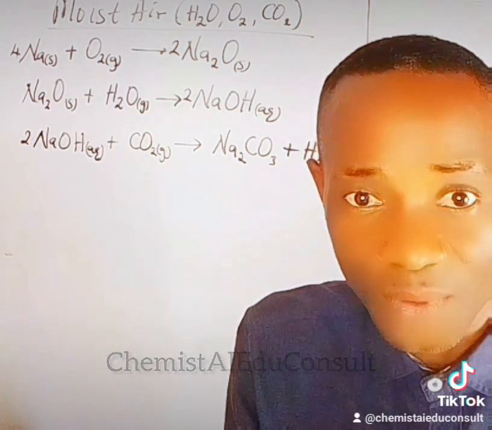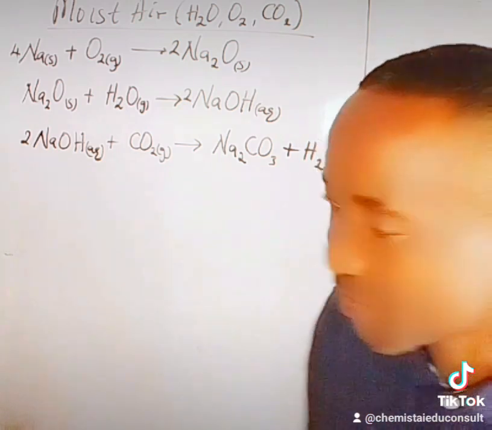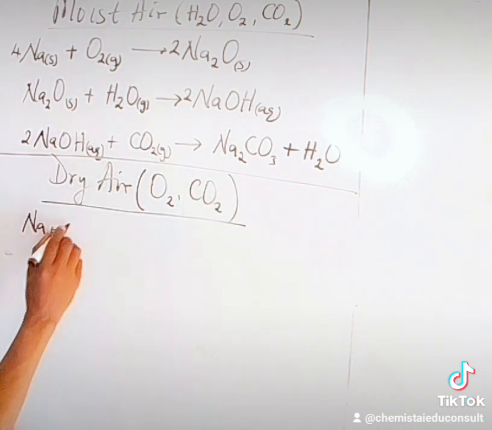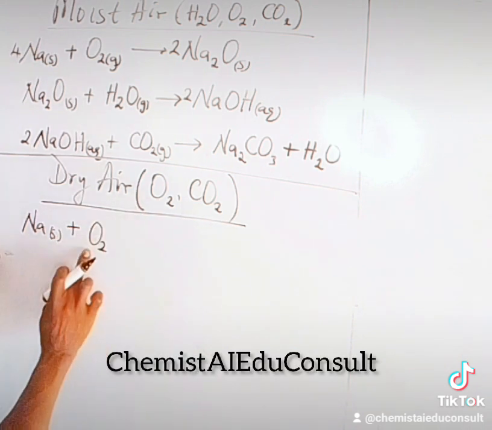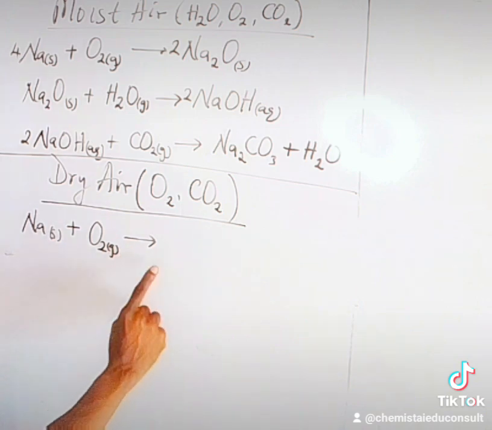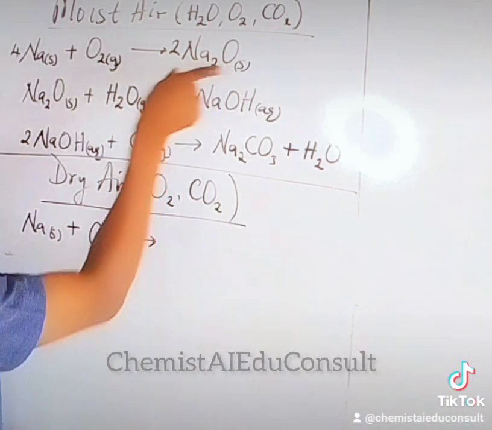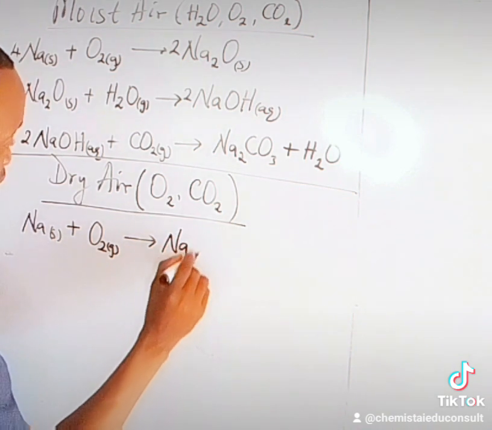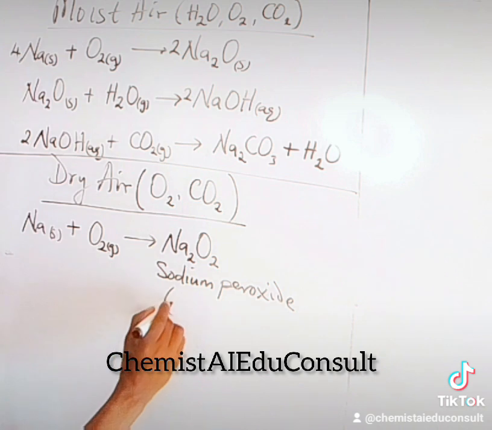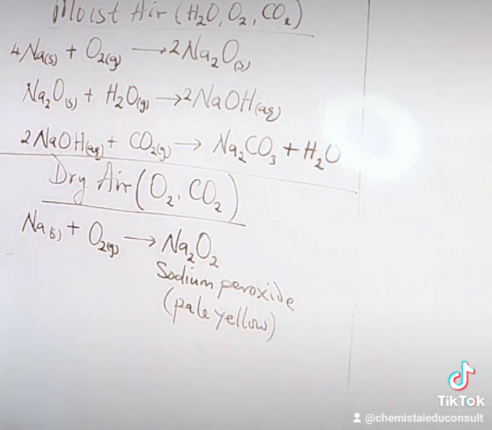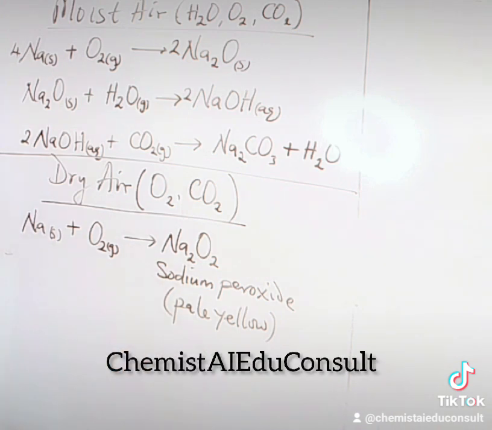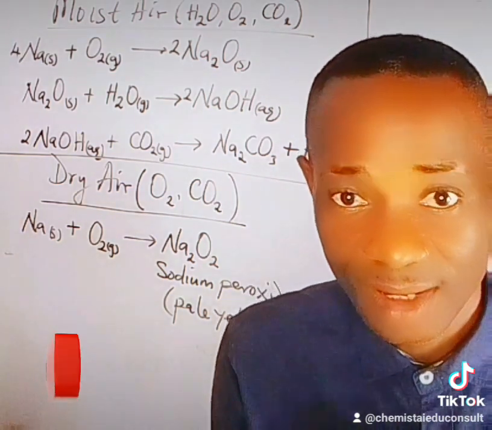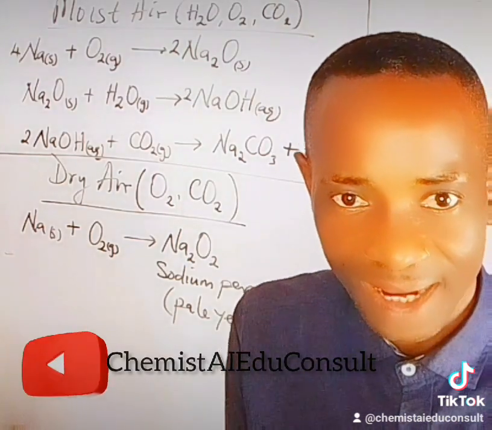Now, let's check what will happen when sodium is exposed to dry air. Remember, dry air just has oxygen and carbon dioxide. Sodium metal exposed to dry air will attack oxygen, and instead of forming sodium oxide that is reactive towards water, it will form a higher oxide known as sodium peroxide. Sodium peroxide is pale yellow in color. You could even see traces of the color at close examination. So that is what happens when sodium is exposed to moist air and dry air, respectively.